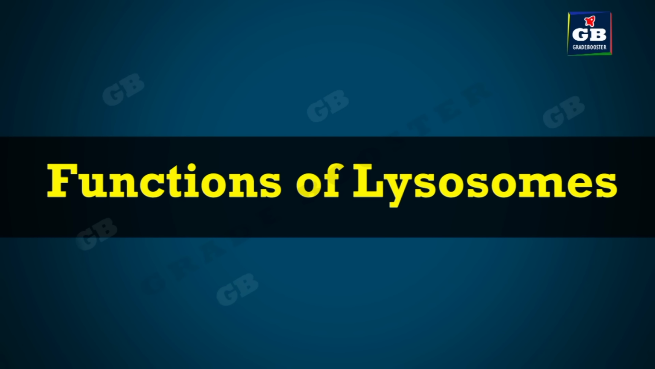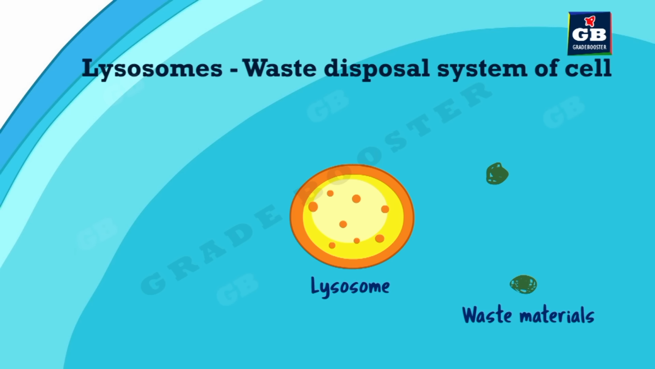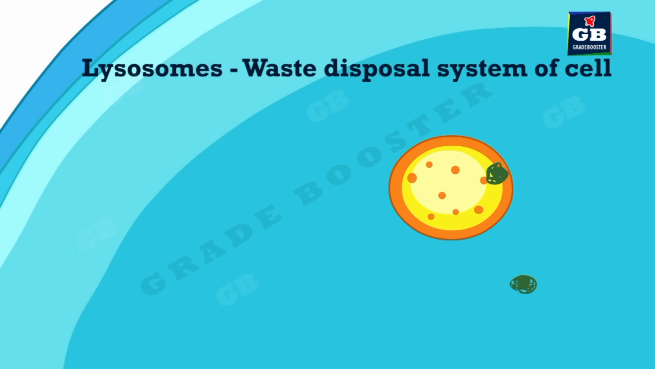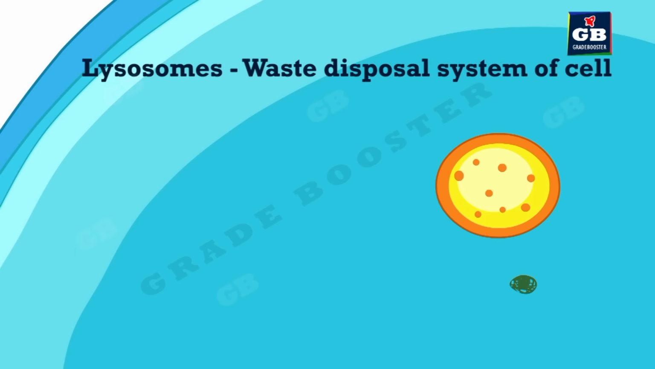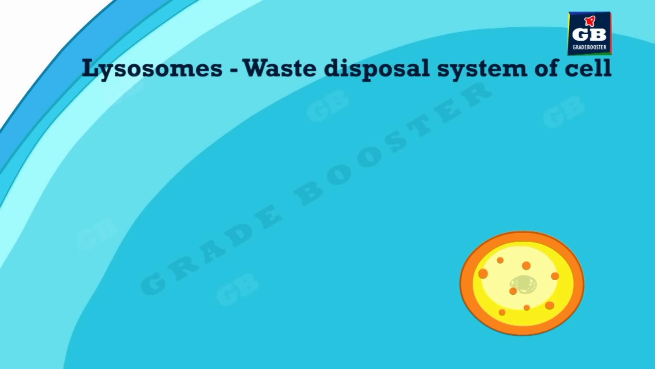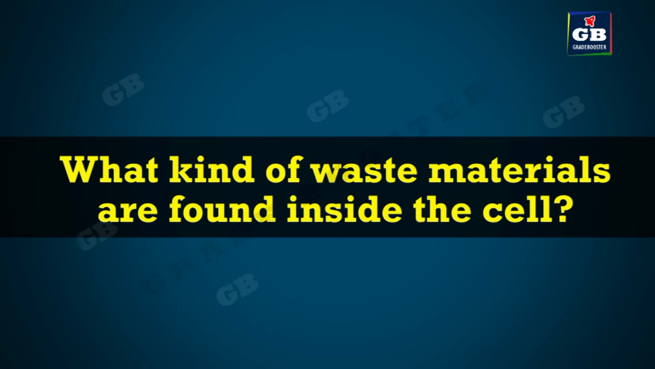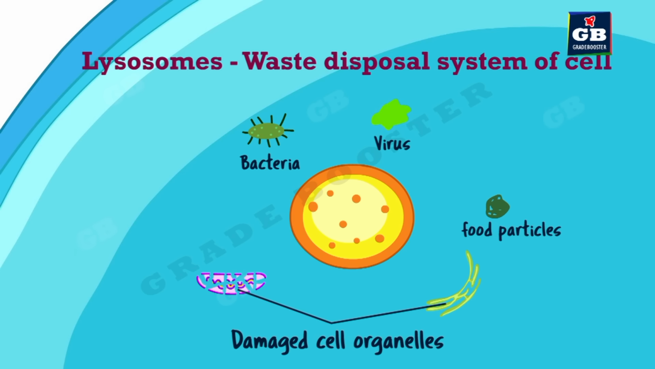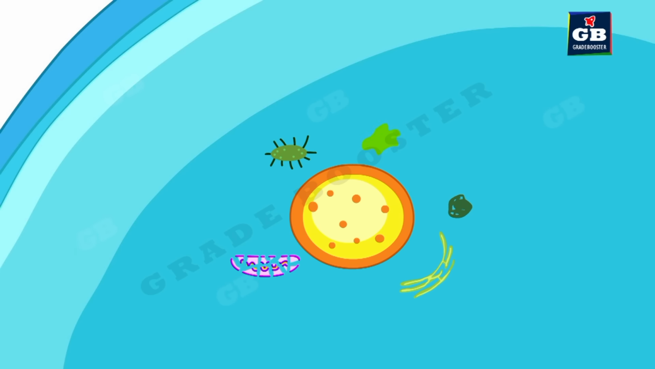Now let us see the functions of lysosomes. Their main function is to clean the waste and unwanted materials inside the cell. They work as a waste disposal system of the cells. What kind of waste materials are found inside the cell? Sometimes a bacteria or virus or some undigested food particle enters the cell. This is considered as a waste and it has to be removed. Sometimes the parts of the cell are damaged or worn out. These parts are also considered as a waste or unwanted material. These kinds of materials are cleared by lysosomes.